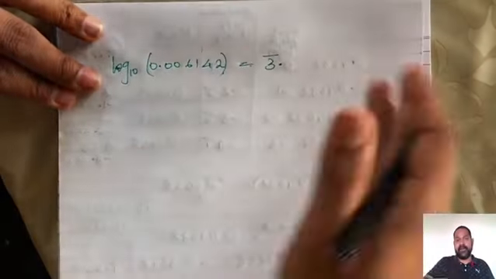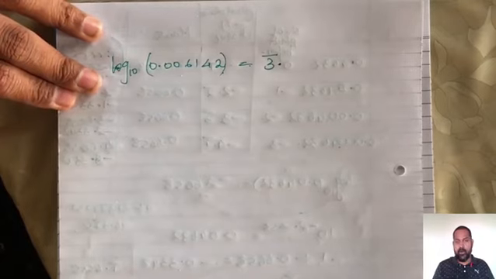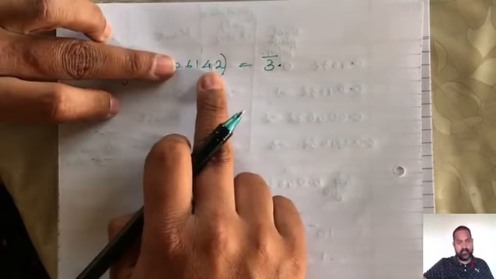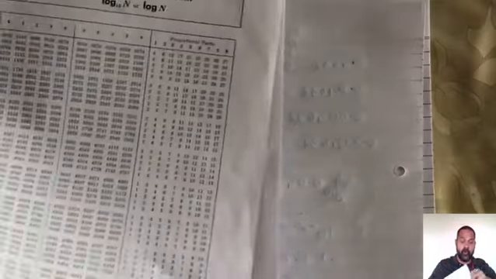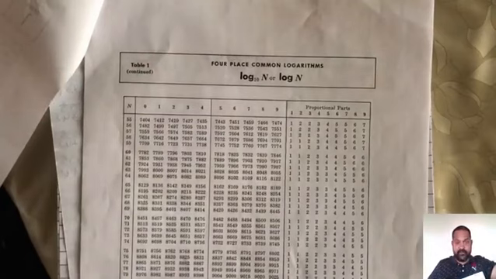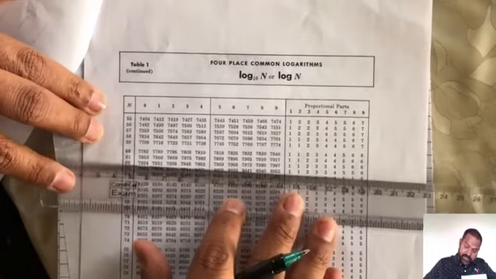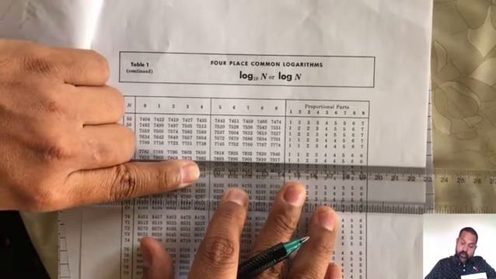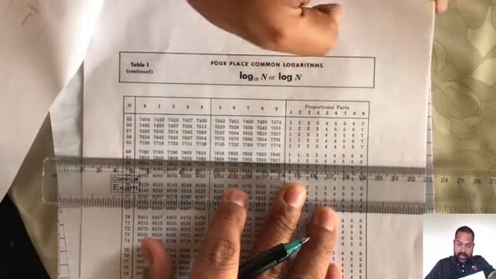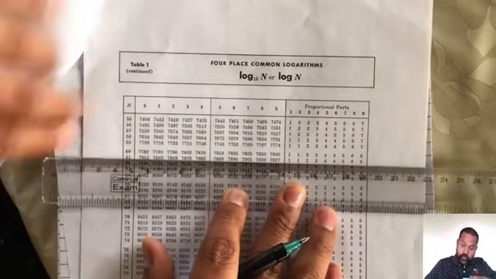Point. I will write down the mantissa. How? Without the decimal, the number is 6142, which means in 61 I am going to look for 4, and in that I am going to look for 2. Let's come to 61. This is 61. Under 61 I am looking for 4. It is 7228. In that I am going to look for 6142.